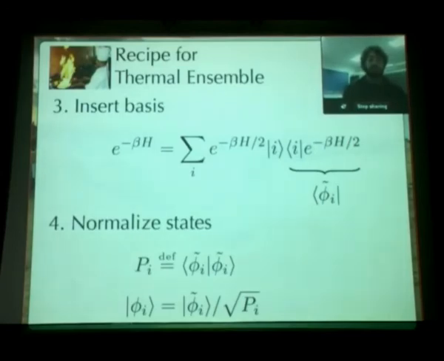Just one comment. If you choose the intermediate state, when you resolve the identity, as eigenstates of the Hamiltonian, then the separation into e to the power of minus beta h can be done in any way you like. That's right. Absolutely. Maybe that would be a good case to think about to come up with a more general version of the algorithm.